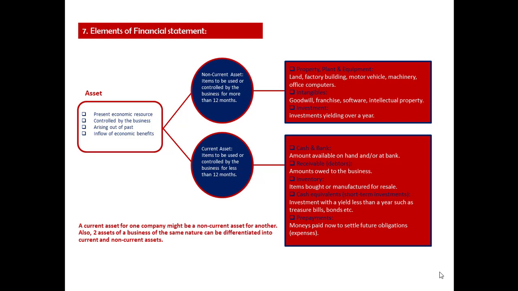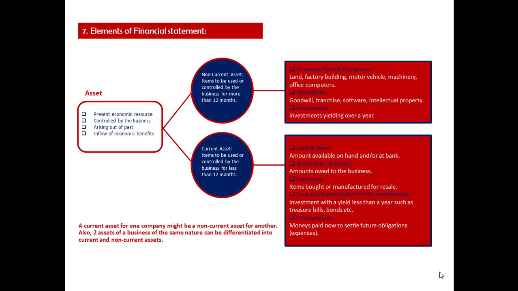Then we have prepayments. These are expenses paid in advance. So when you pay 2020 rent in 2019, it becomes a prepayment. Or you are in 2021, you are paying rent for March, but you are in January. That's February and March rent is a prepayment.